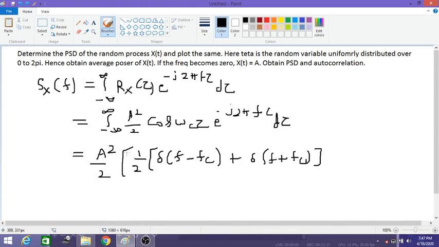So the integral is there, this is the integral from minus infinity to plus infinity, and this is equal to df. So this is the cos omega c tau into e power minus j omega fc. From the Fourier transform pair, it is just only this, so finally we will get this term.